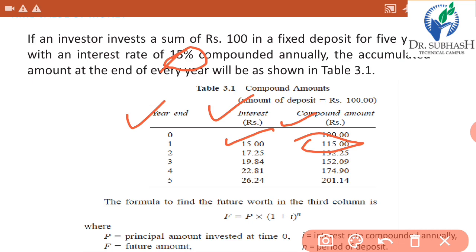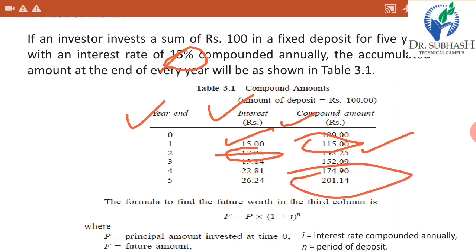In the same way, in the second year, 15% of 115 will be 17.25 and it is added to 115, so we get 132.25. This way, every year the compound interest will be added to the principal amount. So after 5 years we get 201.14 rupees.